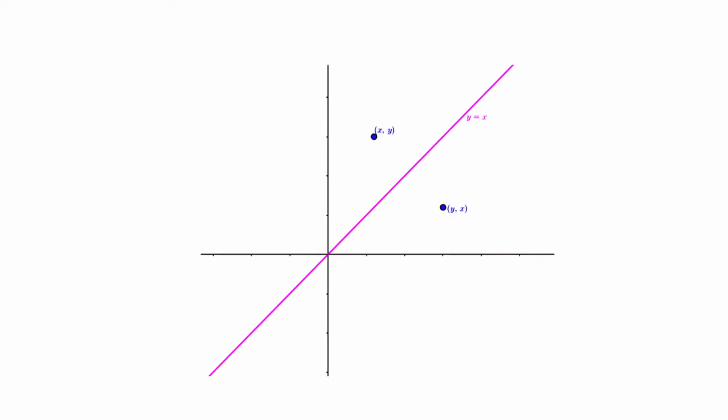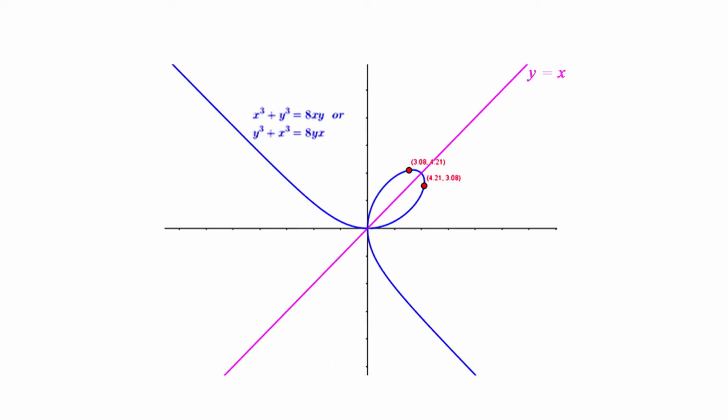Finally, if when x and y are interchanged, the equation of the curve remains unchanged, then the curve is symmetric about the line y equal to x. For example, x cube plus y cube equal to 8xy is symmetric about the line y equal to x. In fact, interchanging x and y, the equation changes to y cube plus x cube equal to 8yx, which is the same as the original equation.